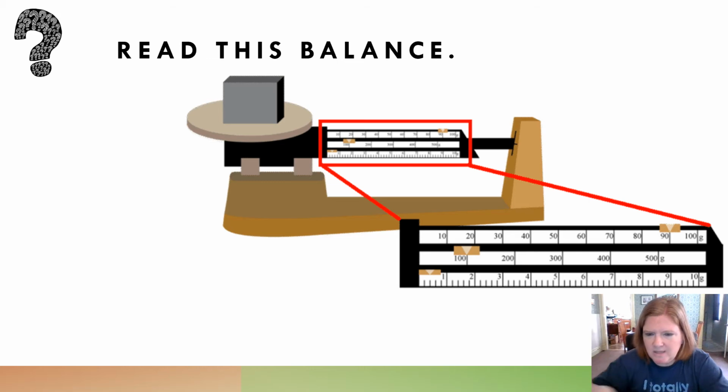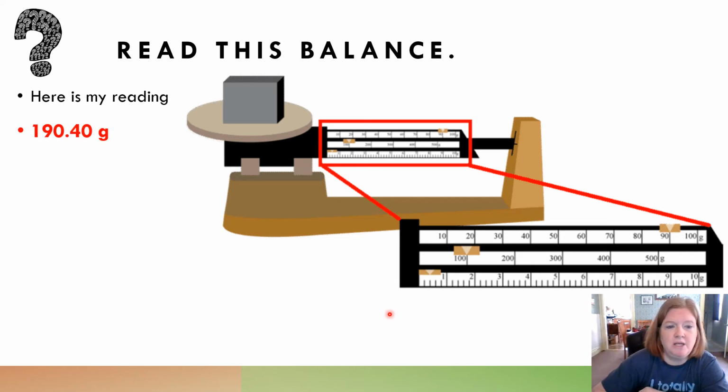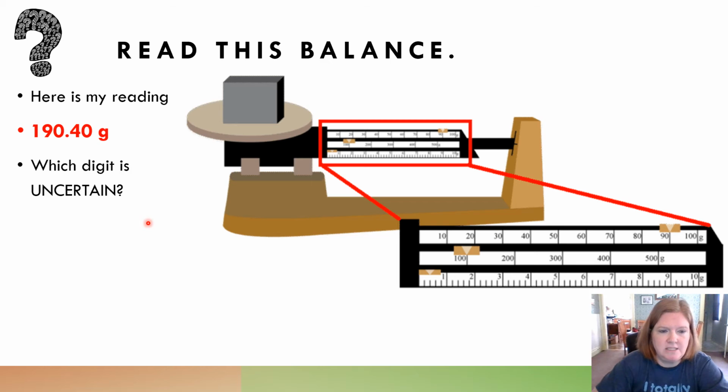All right, so let's read this balance. So we have 190. Okay, so 0, right? So 190 point, all right, my measurement is 0.40, because look, you can see 0.2, 0.4, 0.6, 0.8, that's 1. So each line is 0.2, and it's on the second one. So what digit is uncertain is the last digit, the last 0.